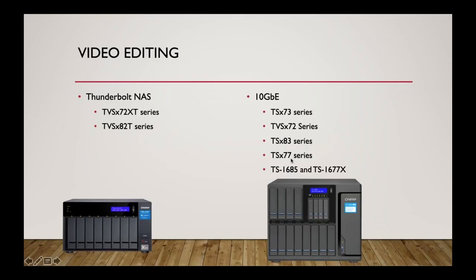And also the 77 series can have very good performance as well. Both these are excellent performance NAS. And then we also have our TS 1685 and 1677X, both have very good performance. So Thunderbolt or 10 gigabit, both excellent options. And really top of the line would be like 83 or 77 series.